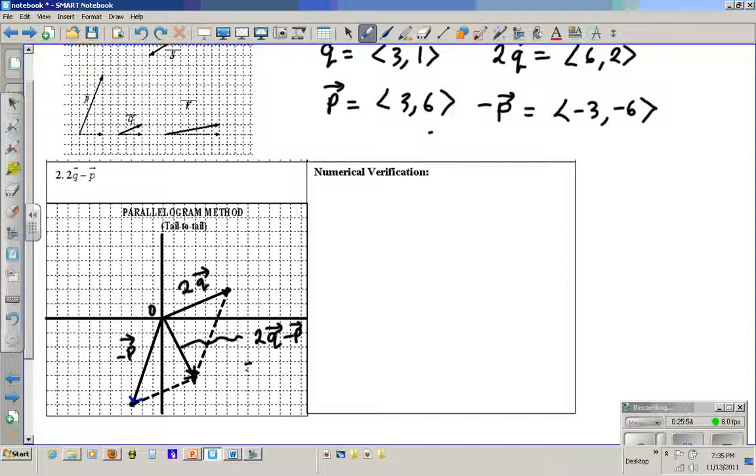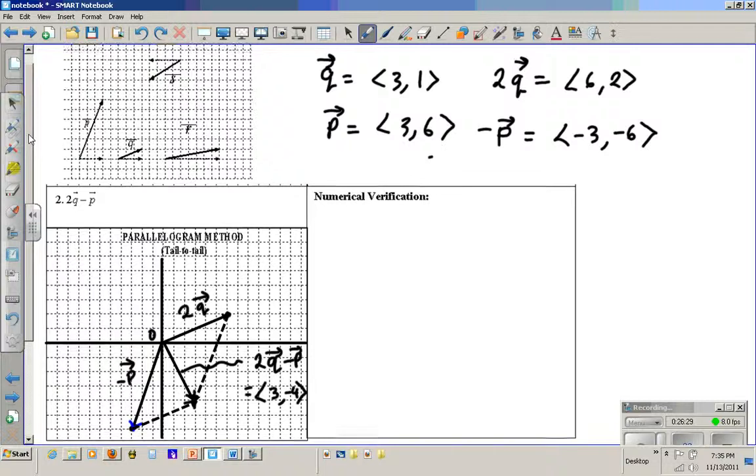What are the coordinates of 2q minus p based on our graphical result? Let's see, it's 1, 2, 3 to the right, comma, and go down 1, 2, 3, 4, negative 4. So 3, comma, negative 4. That's our graphical result. Is that right? Well, I have no idea. I have to verify numerically. If my numerical result is the same as this, then we'll celebrate that I'm correct.